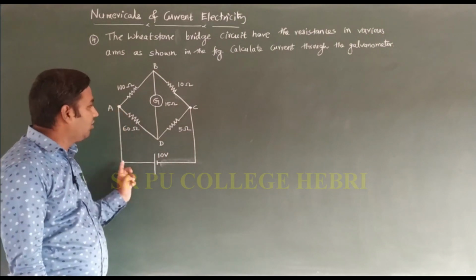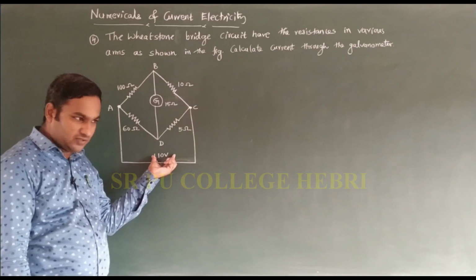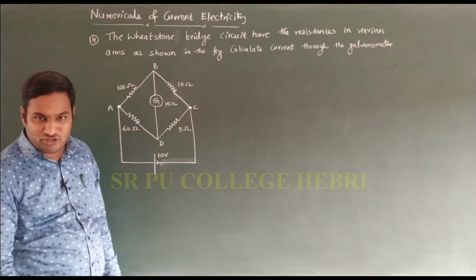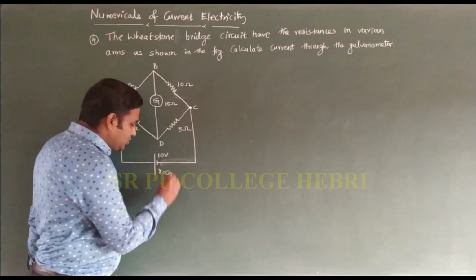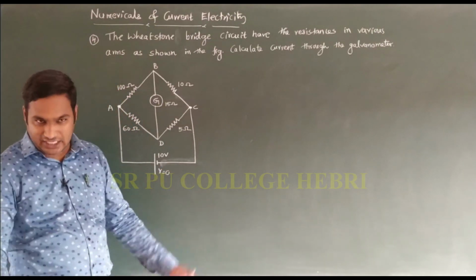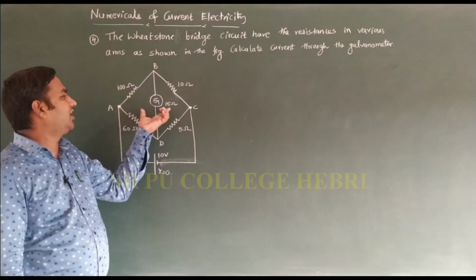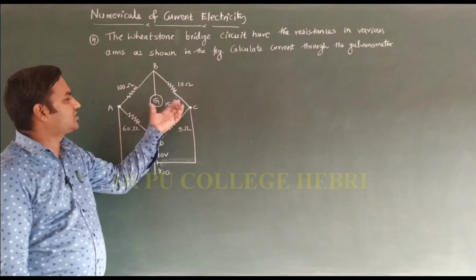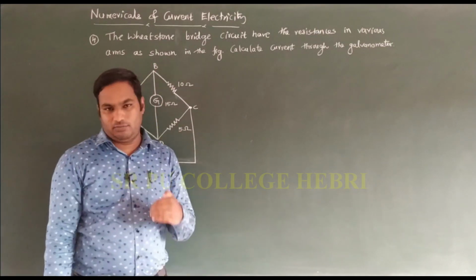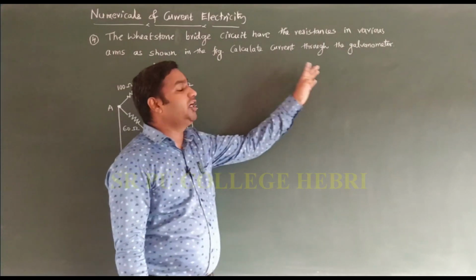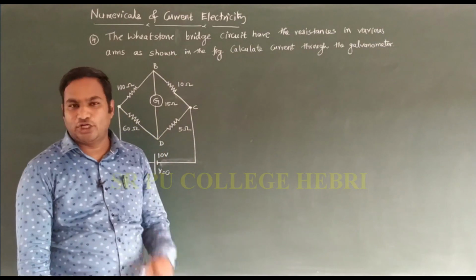Between corners A and C, they connected a cell of suitable EMF. Internal resistance is not mentioned, so automatically you have to take the internal resistance of this cell as 0. You have to skip it; internal resistance is negligible. And between the remaining corners B and D, they connected a galvanometer of resistance 15 ohm. In this numerical, our requirement is to calculate the current through the galvanometer, how much current is flowing through the galvanometer.